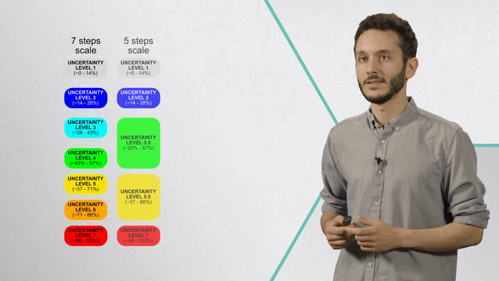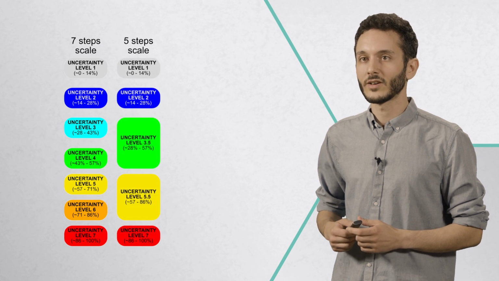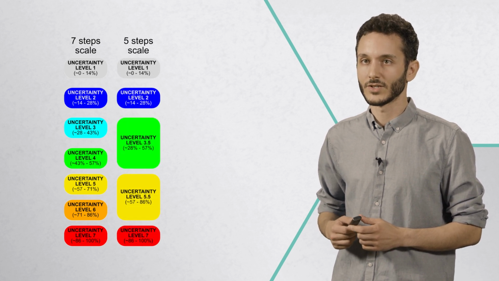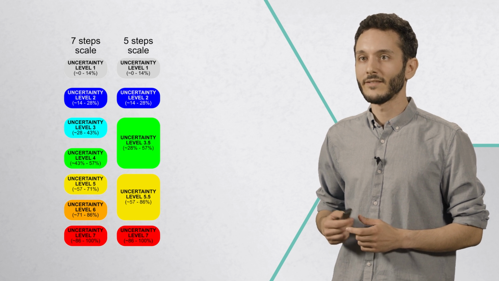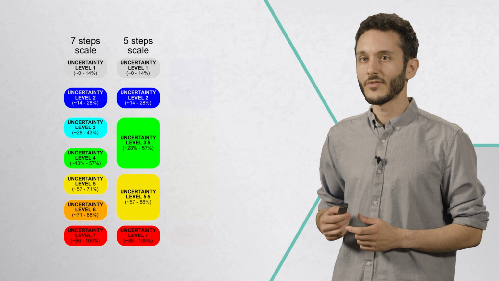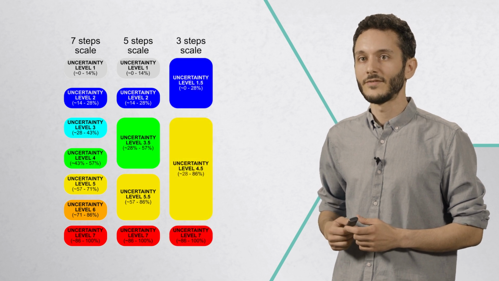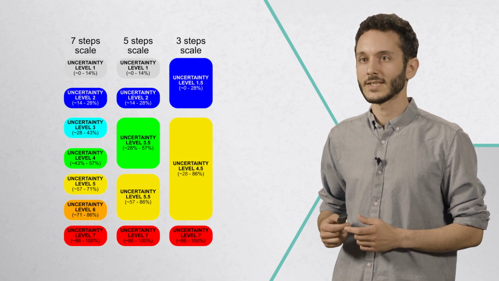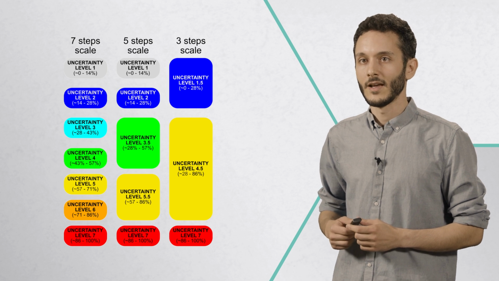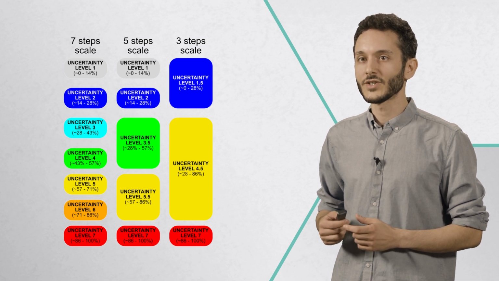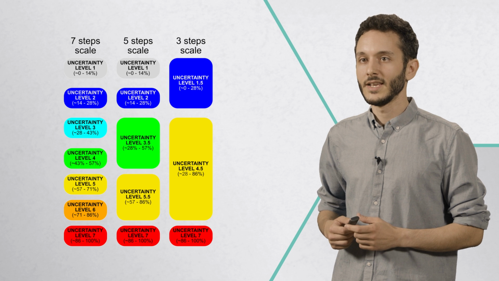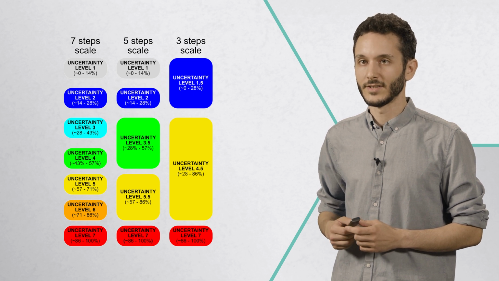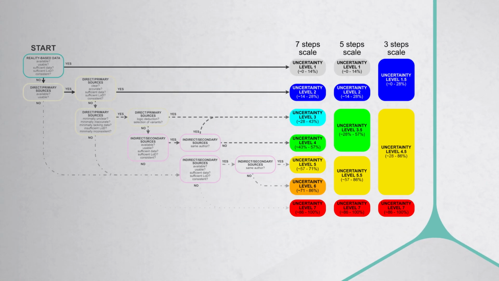In the 5-level scale, the factor of authorship is no longer considered a criterion for differentiating uncertainty. Therefore, level 3 and 4 are merged into one, as well as level 5 and 6. In the 3-level scale, on the other hand, the first 2 are merged into one, as well as levels from 3 to 6. Therefore, in this scale, the differentiation between direct and indirect sources is the only criterion for quantifying uncertainty. A flowchart has also been drawn up to help operators assigning the most suitable level of uncertainty.